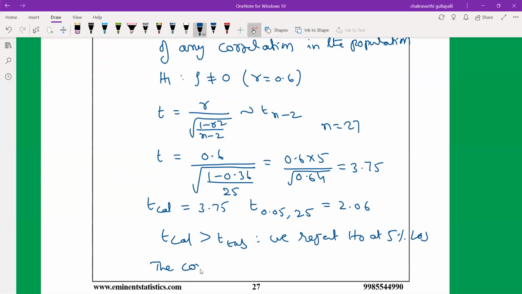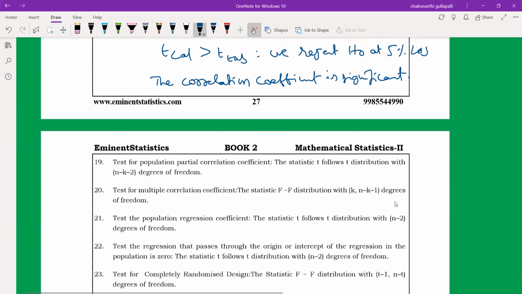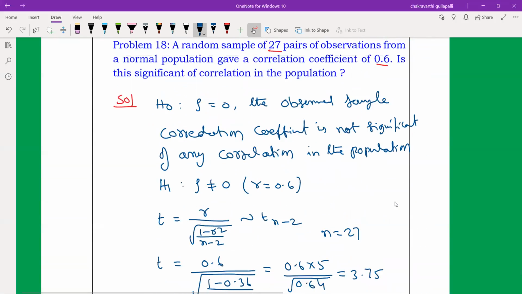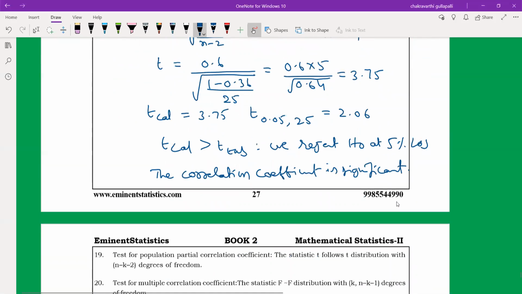We conclude that the correlation coefficient is significant. The correlation coefficient is significant. So some relation exists between the variables. Now we reject the null hypothesis, meaning the correlation coefficient is significant. The sample correlation value is very, very close to the true population correlation coefficient.